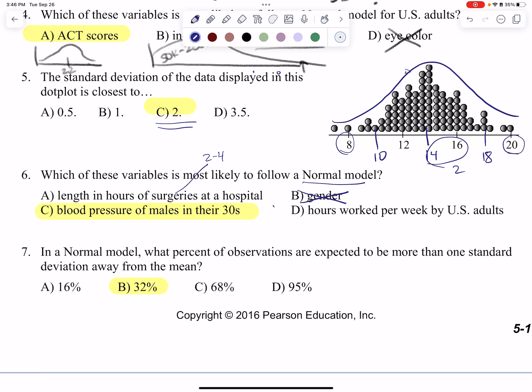And those are the ones that are going to have outliers. So you're going to have most of them at 2 to 4 hours, like over here. And then you're going to have some outliers. So that's going to be skewed to the right.